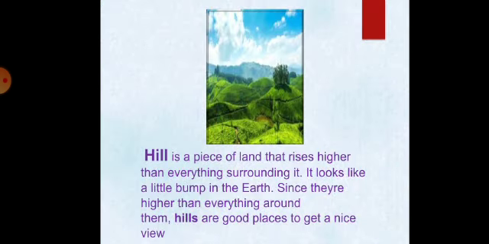Second type of physical feature is hills. Hills are lands above sea level but not as high as mountains. Hills are generally covered with vegetation.